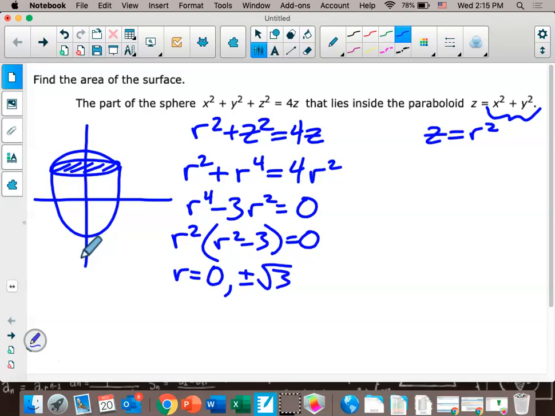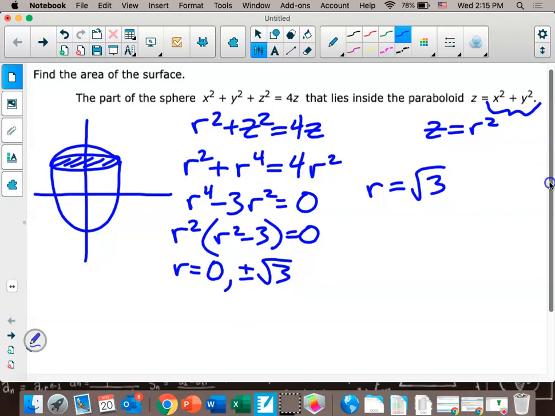Which is the radius that you think will work for the circle that we have generated? I would go with positive root 3. Tell me if I make a mistake in my math. Are you guys watching? You've got to be watching because I mess up a lot. All right. So this circle is the circle with the equation r equals root 3 from 0 to 2 pi.